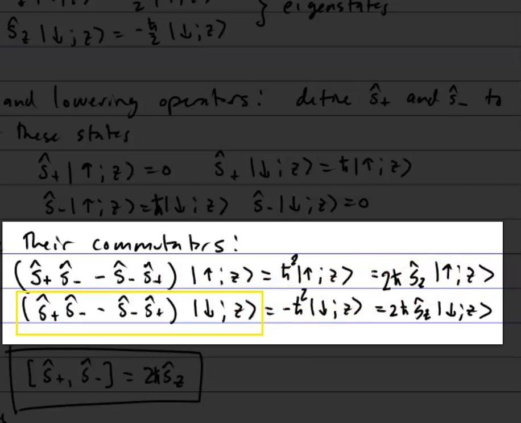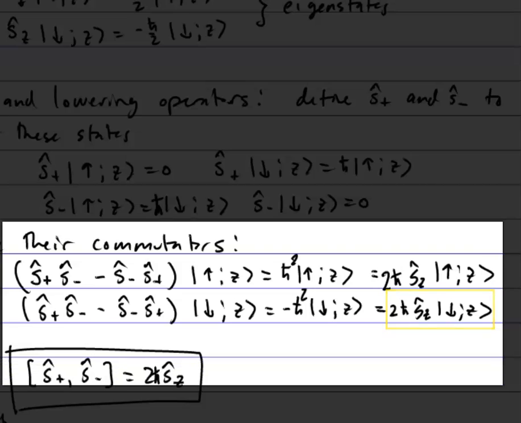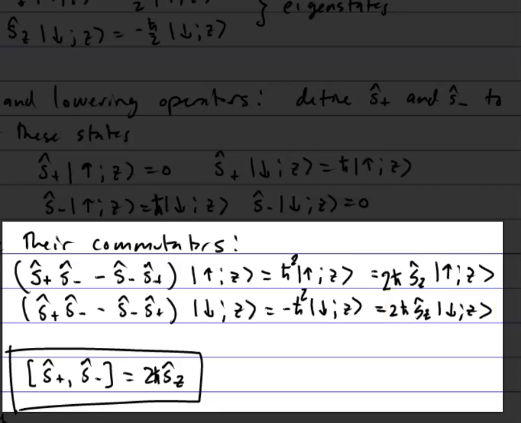Similarly, if I look at S plus S minus minus S minus S plus acting on down, the first term is trying to lower down, that gives 0. The second term with the minus sign first raises the down to up. I get h bar times up, and then it will lower that up to down with another factor of h bar, so we get a net of minus h bar squared times down. And again, that is also 2 h bar times Sz acting on down, because when Sz acts on down, I get minus h bar over 2. And we learned from this that the commutator between S plus and S minus is 2 h bar Sz.